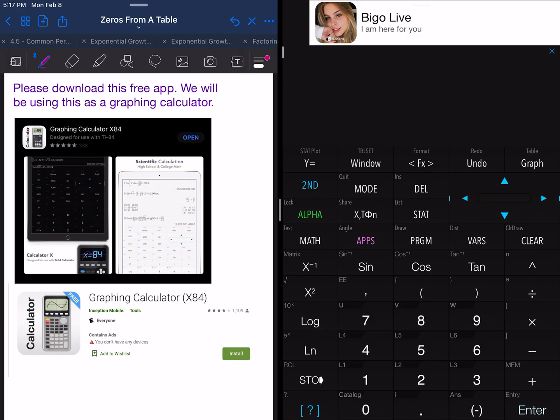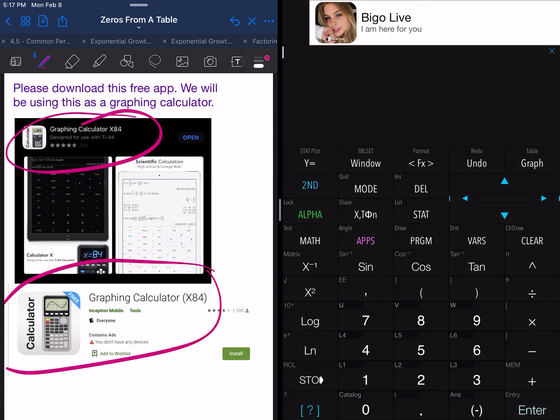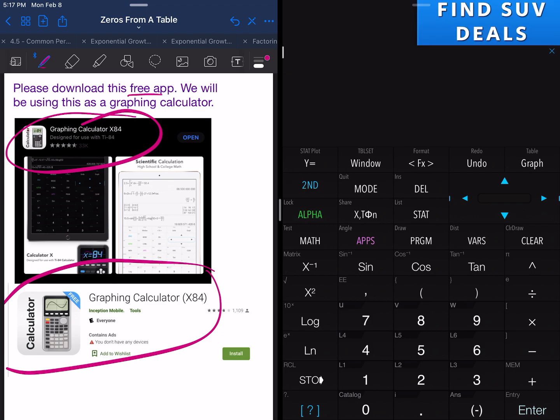If you have an iPhone, it looks like this in the Apple Store, and if you have an Android, it looks like this in the Google Store or whatever you guys use. I do not have an Android. It is totally free, and this is what I'll be using. So please pause the video to download this calculator app.